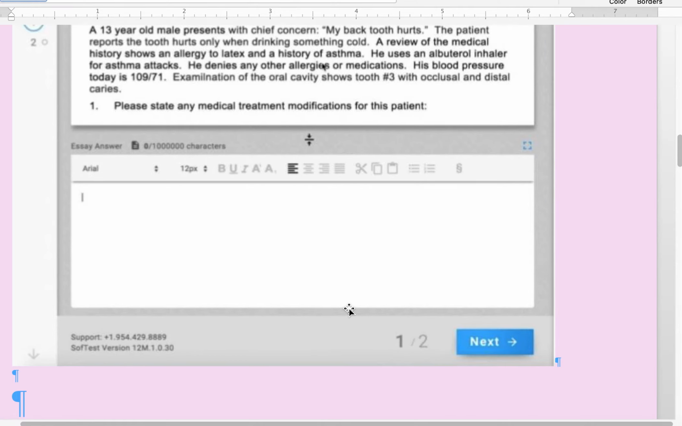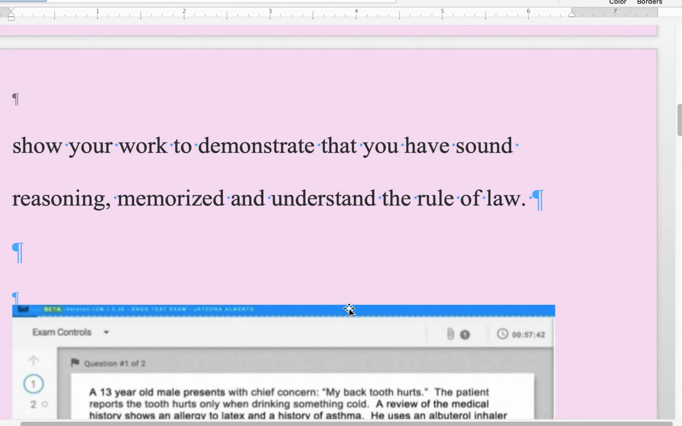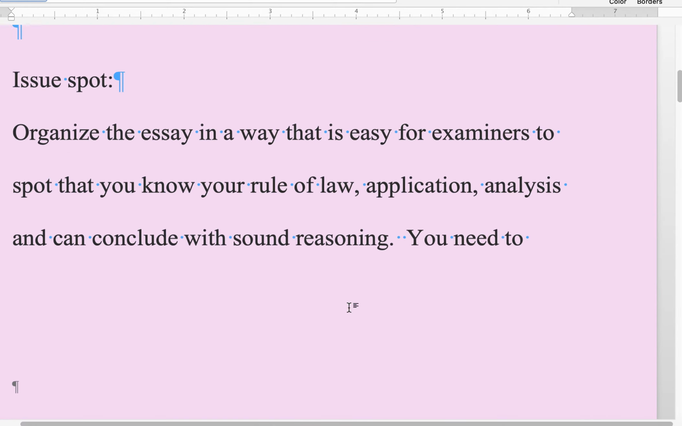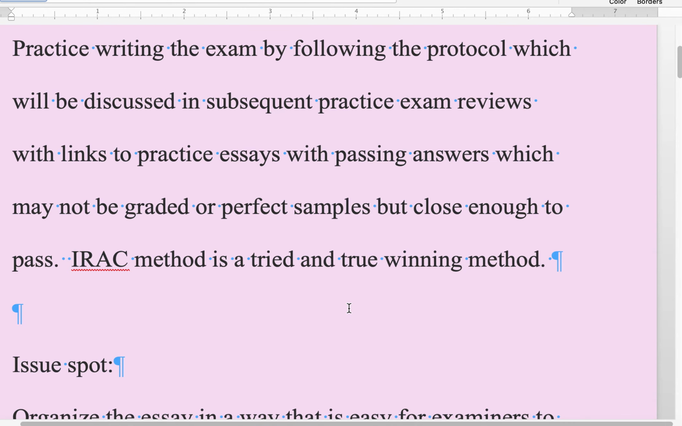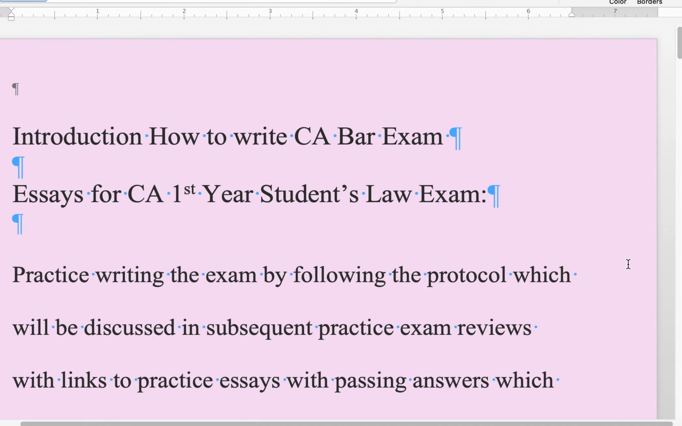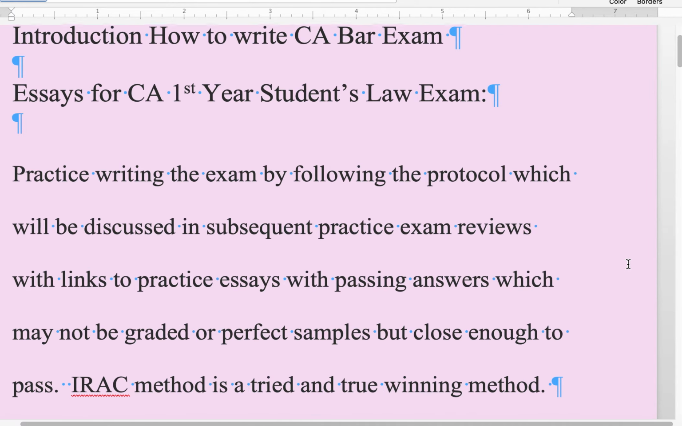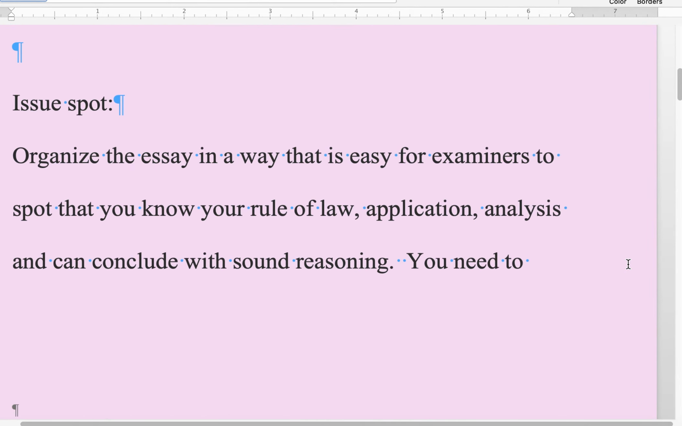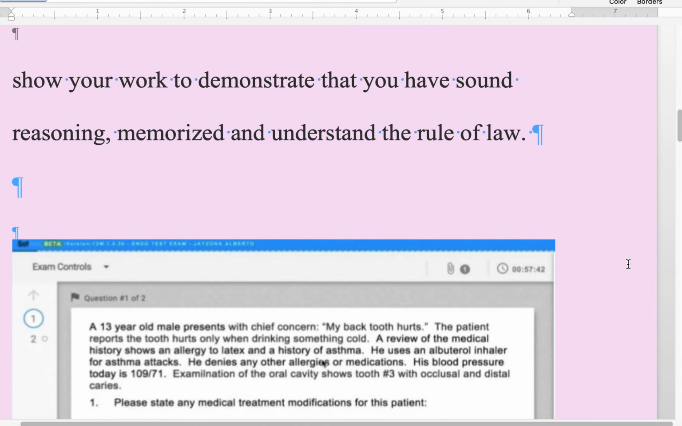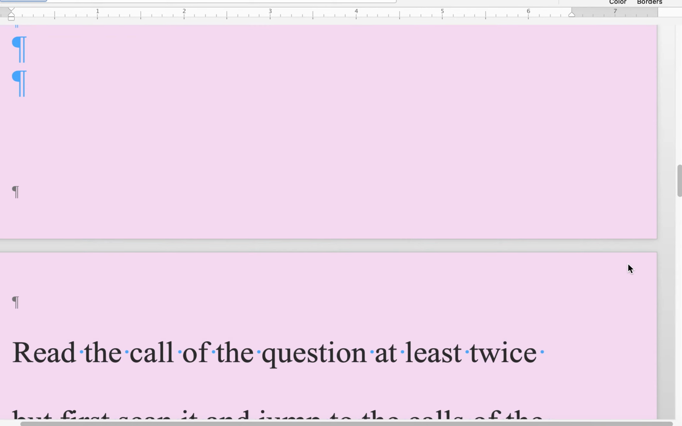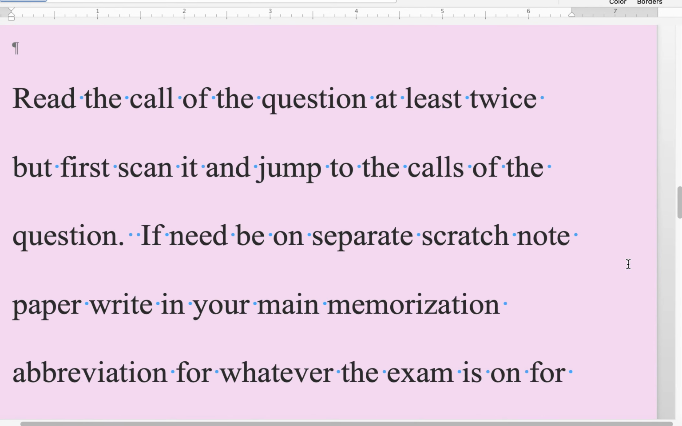Save your work. Do not leave from in front of the computer or your laptop until you are done. Look at the rules for the exam. They do give 15-minute breaks between each exam in the baby bar, last time I checked. And so this is what you want to do. And you should have a winning essay: issue, rule, analysis, conclusion.